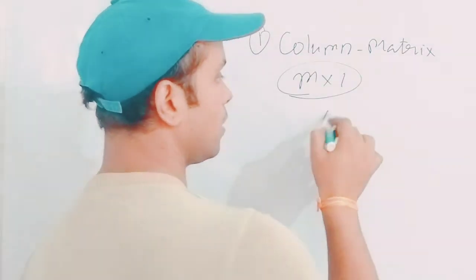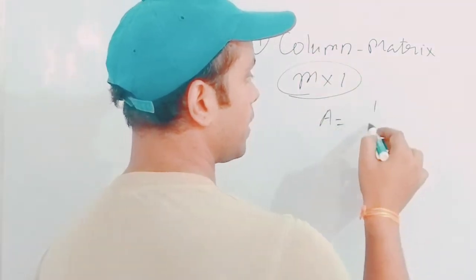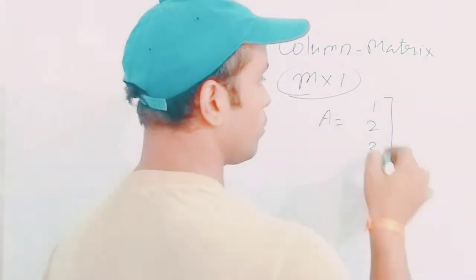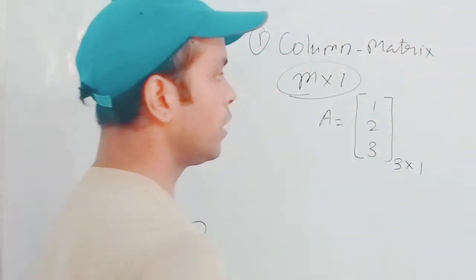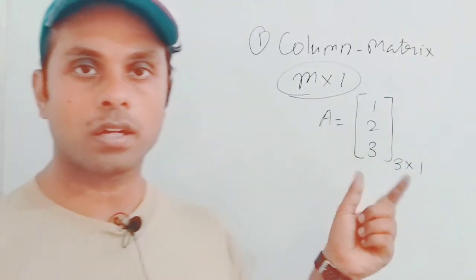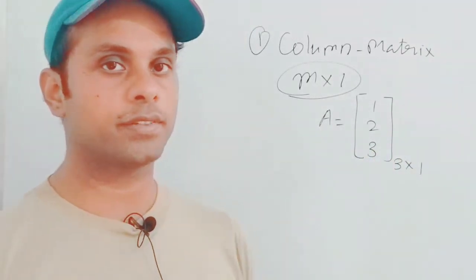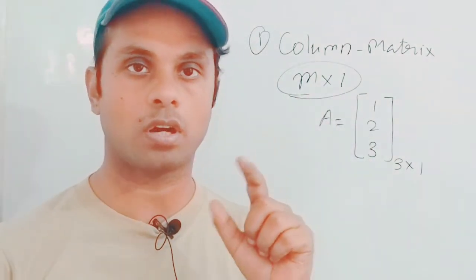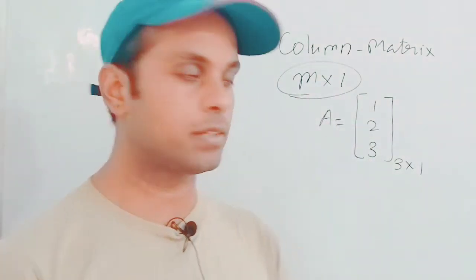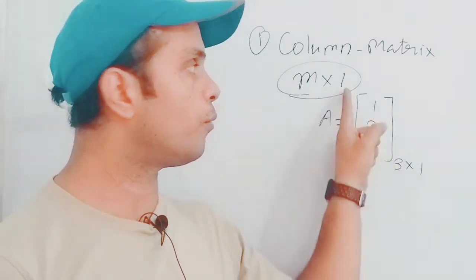For example, A is a column matrix with elements 1, 2, 3, and its order is what? 3 by 1. So look, in the order of column matrices, the number of rows may be different but the column is always 1. So the order of a column matrix is defined as m by 1.